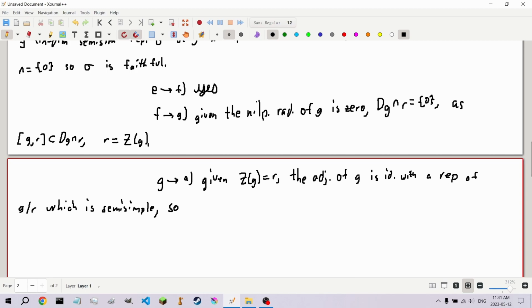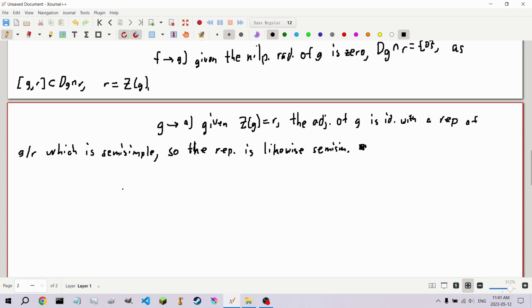So the representation is likewise semisimple. And we are done. That's equivalence of all these. Alright.